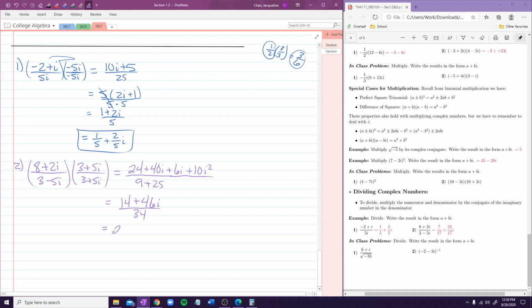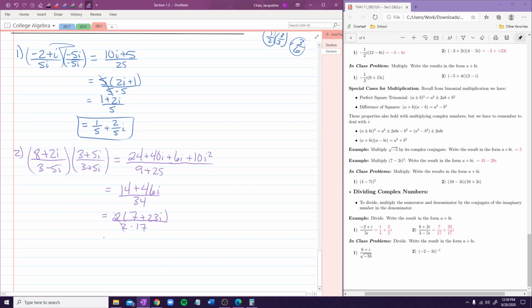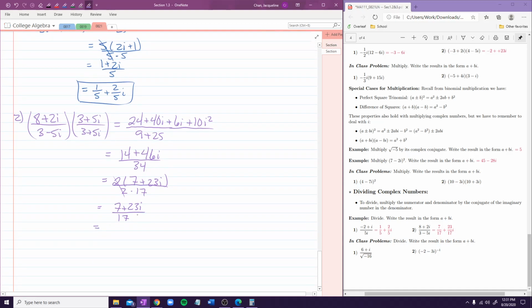Okay, they all have a 2 in common, so let's factor that out. Okay, and this becomes 2 times 17. Alright, so this becomes 1. So then this is 7 plus 23i over 17. But what are our instructions? Our instructions say to write it as a plus bi. So this is 7 over 17 plus 23 over 17i.